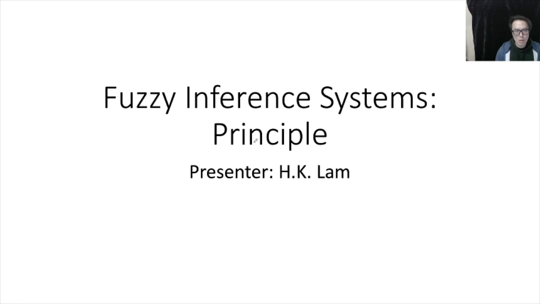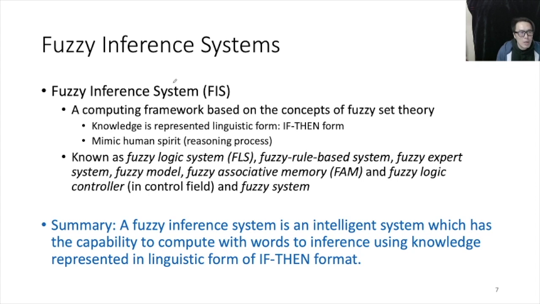And now I'm going to talk about the fuzzy inference system, in particular the working principle of the fuzzy inference system. A fuzzy inference system, we can define, is a computing framework. That is, we are going to have a structure based on the concept of fuzzy set theory, so that we can represent knowledge in linguistic form using the if-then format. That means if something happened, then our decision is that. I'm going to show you the details later on. The whole idea is that we would like to implement our knowledge so that we come up with a machine that can perform reasoning.